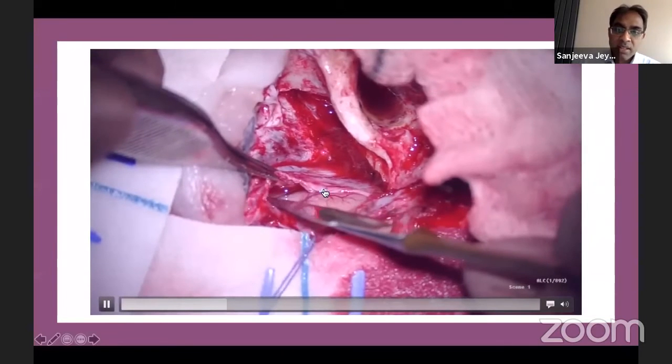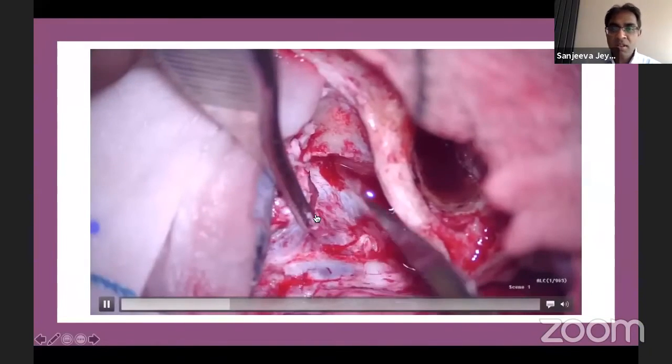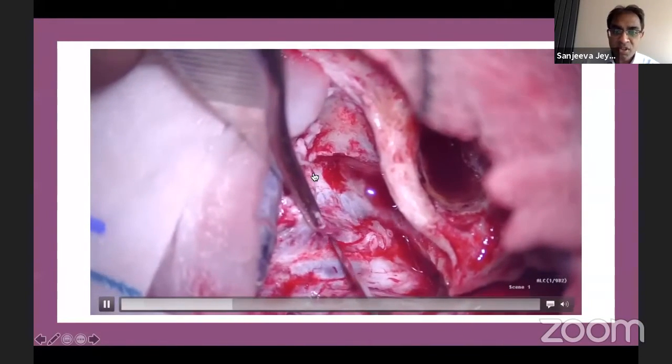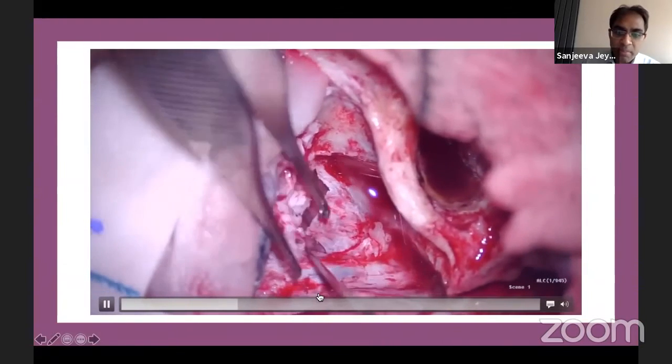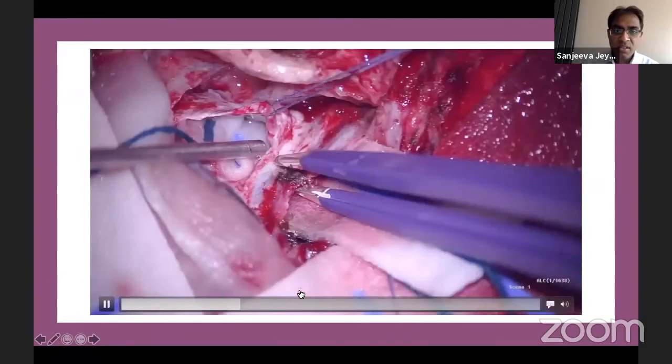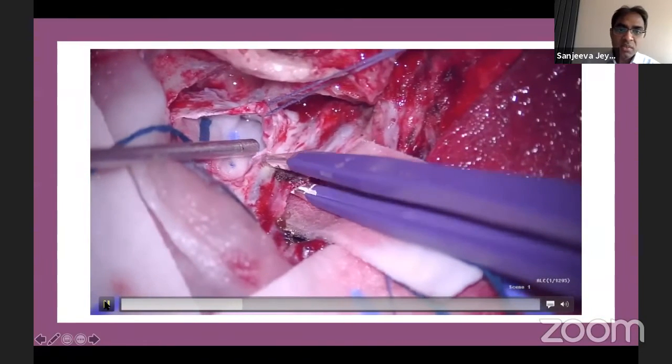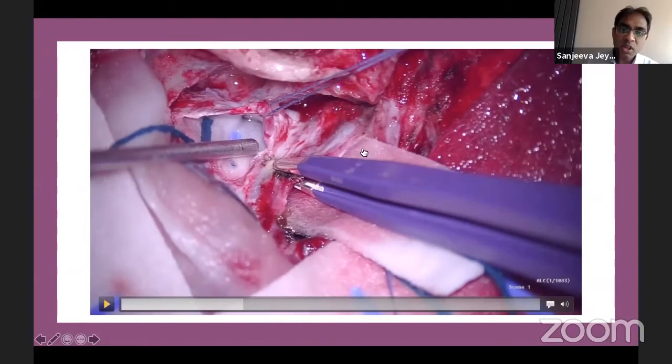So we're now cutting posterior, sorry, that was middle. This is now posterior fossa dura. It's being sectioned. We've opened middle fossa dura. The view has changed. I'll just pause this again so people can understand what's going on. This is middle fossa cut. This is the posterior fossa incision.